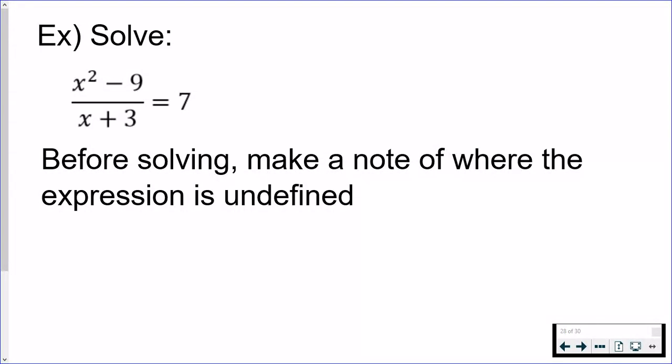So for this one, my denominator is x plus 3. That means x plus 3 is never allowed to equal 0 because you are not allowed to divide by 0. So I have to make either a mental note or write it down that x is never allowed to equal negative 3.